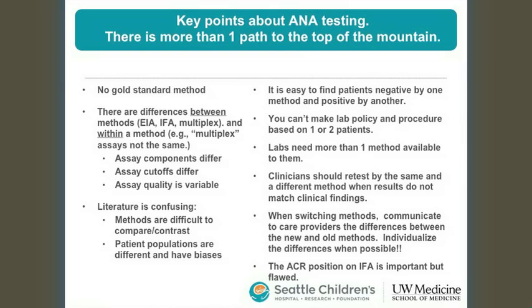And when you switch methods, you've got to communicate to care providers how the method is going to be different. And you've got to remember that the ACR position, the American College of Rheumatology position on IFA, is flawed. It's important because rheumatologists are doing it, and it makes you want to, if you're doing a good job on your IFA and you're servicing a lot of rheumatologists, hold the line on that if you can, if people are still around to do the test.